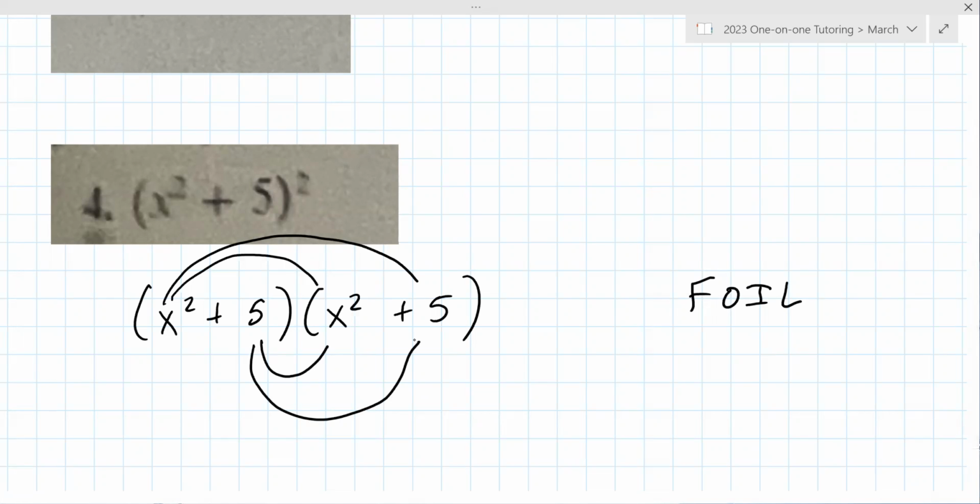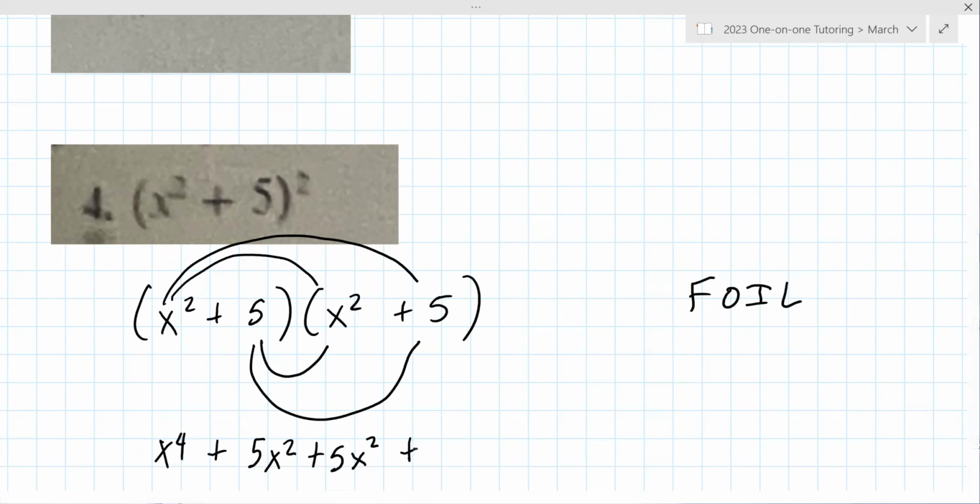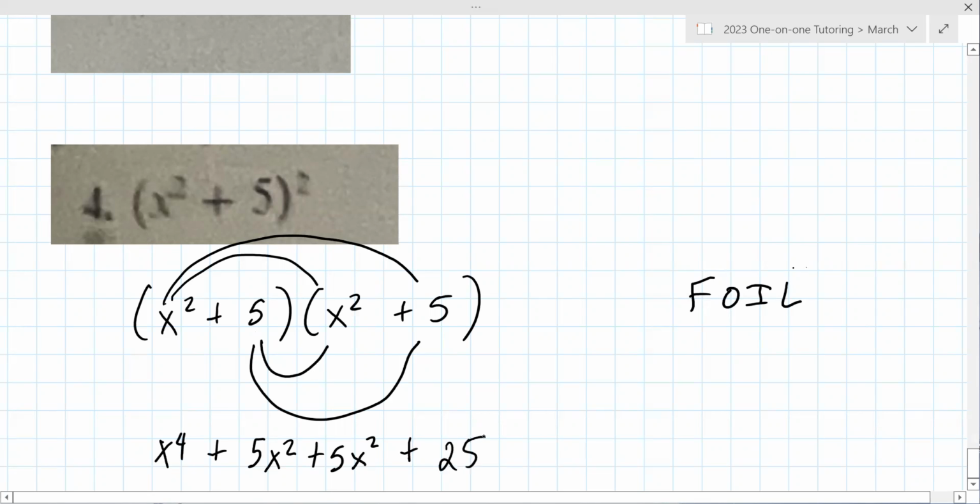So x to the 4th, x squared times x squared is x to the 4th. You add the exponents. And then you add the outer ones, which is 5x squared. Good. And then you do the last. Last? Last. 5 times 5. L stands for last. And the plus 25.